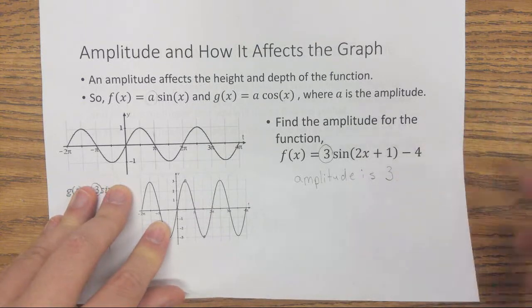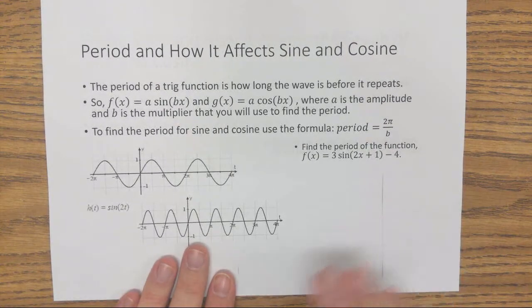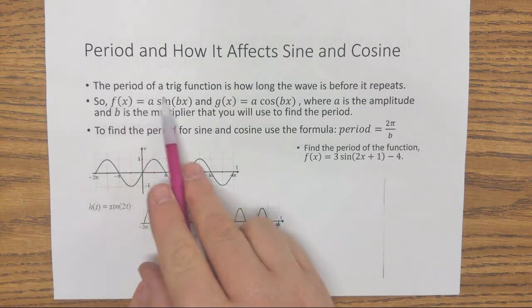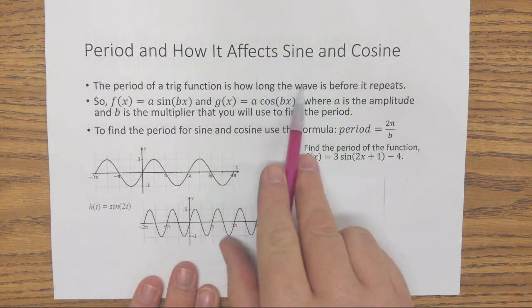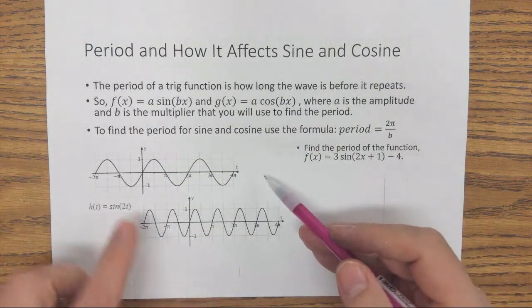Okay? Alright. Let's look at something else. Let's look at the period. So I've kind of talked about period a little bit. The period of a trig function is how long the wave is before it repeats. So that's basically what I've already told you.